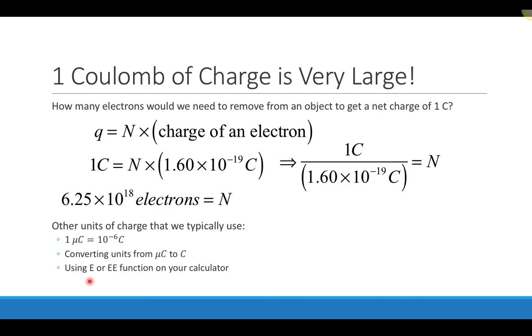You can also use the E or the EE function on your calculator, and you can write 1 microcoulomb. You would write this as 1, and then use that E or EE function, and then put a minus 6, and that writes everything in scientific notation. One of the things that you need to be careful of when you're using really small numbers or really big numbers is making sure you put it in your calculator correctly. If you're unsure about how to put it in your calculator, you can look that up, or you can just use lots of parentheses. So make sure that if you have something that is raised to a power, you put parentheses around it.